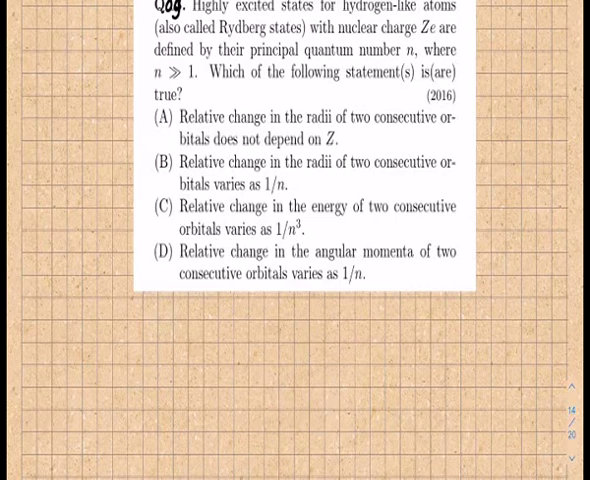Let me read it. Highly excited states for hydrogen-like atoms, also called Rydberg states, with nuclear charge Ze are defined by their principal quantum number n, where n is much much greater than 1. The Rydberg atom is a very important atom in atomic physics, and in modern physics context it's extremely important, where the principal quantum number is extremely high. Which of the following statements is or are true? So four options are given.